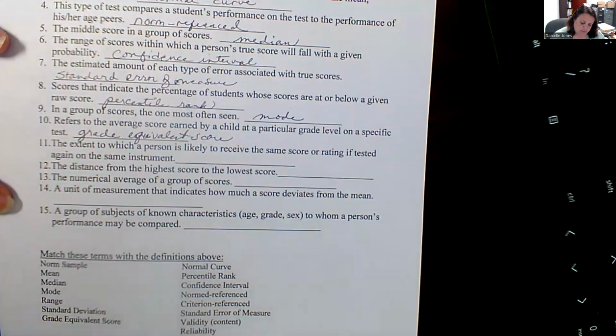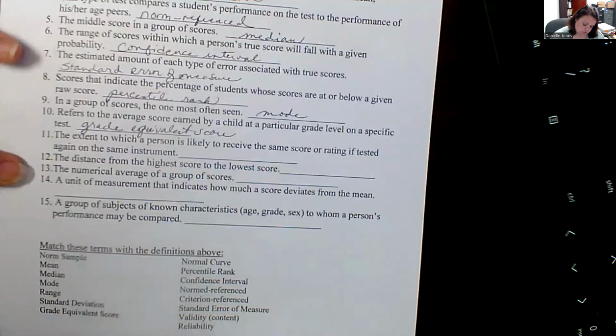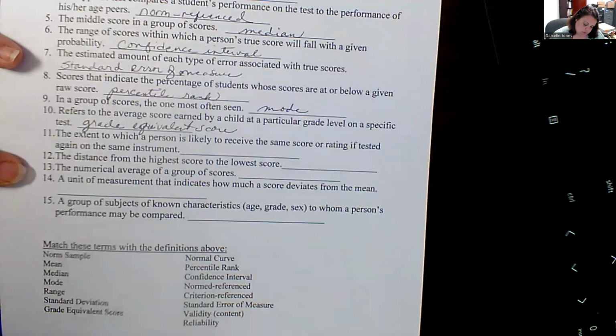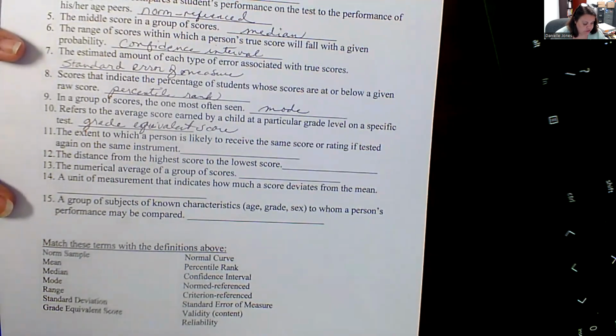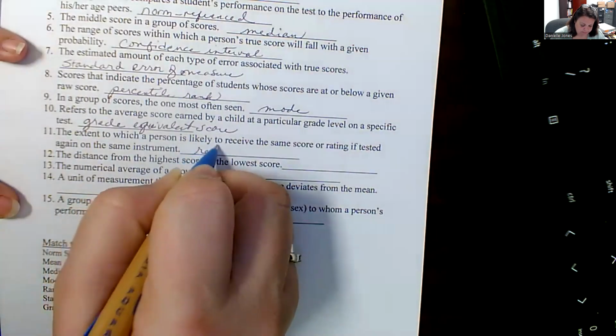It's the one that they basically had scored at that level, at that grade level. All right, number 11, the extent to which a person is likely to receive the same score or rating if tested again on the same instrument would be reliability.